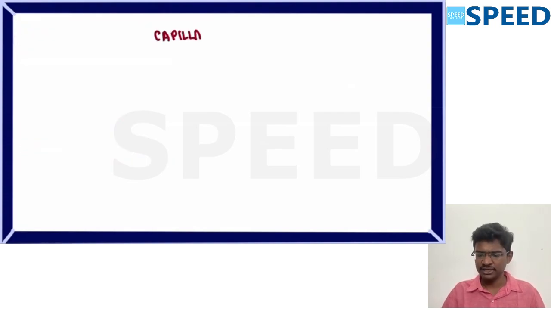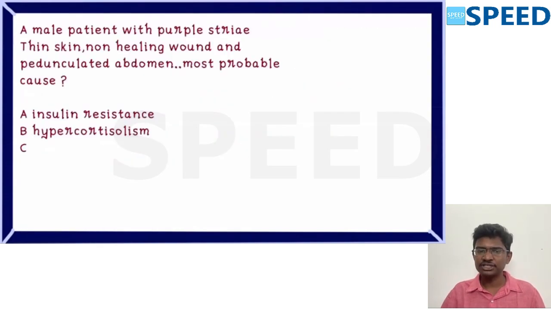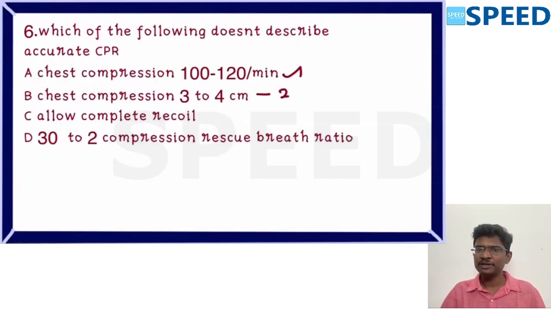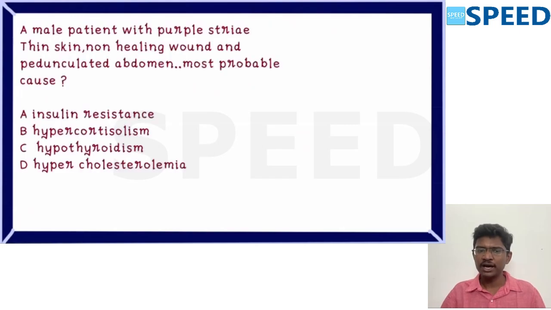Next, a male patient with purple striae, thin skin, non-healing wound and pendulous abdomen. Most probable cause: A. Insulin resistance, B. Hypercortisolism, C. Hypothyroidism, D.